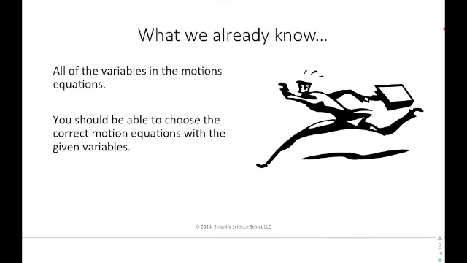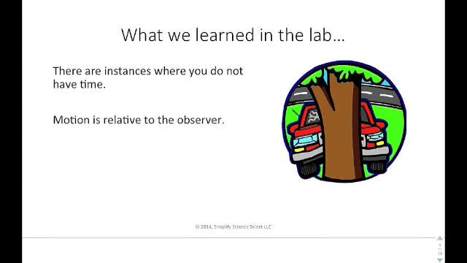So we already know all of the variables of kinematic motion: acceleration, final velocity, initial velocity, time, and displacement. You should be able to choose the correct equation given the variables. We also learned in the lab that there are instances where you do not have time as one of your known variables. Whenever we're looking at situations after the fact, or we don't have a stopwatch available, or it's not an easy situation in which to measure time, there are those sorts of situations.